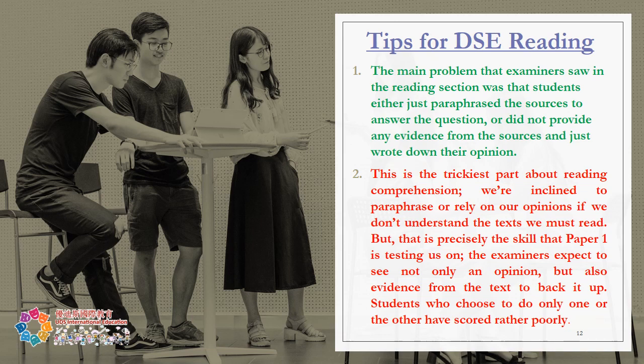This is the trickiest part about reading comprehension. We are inclined to paraphrase or rely on our opinions where we don't understand the text. We must read. That's precisely the skill that Paper One is testing us on. The examiner expects to see not only opinion but also evidence from the text to back it up. Students who choose to do only one or the other have scored rather poorly. That means you have your own opinion, but you're trying to give the evidence to support your own idea. So remember, evidence seems more important to answering DSE reading comprehension questions.